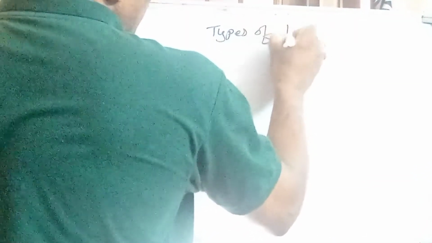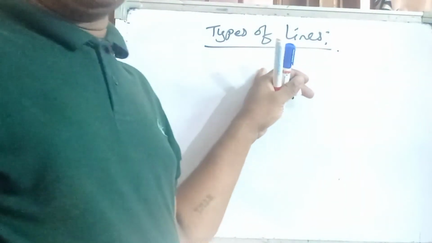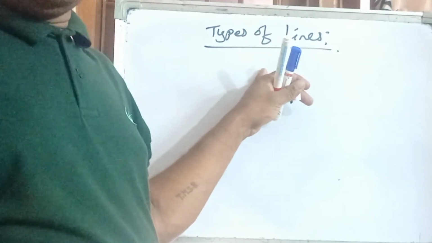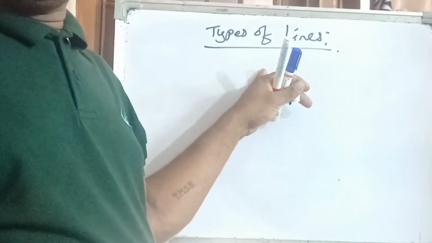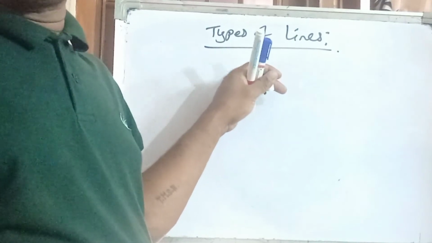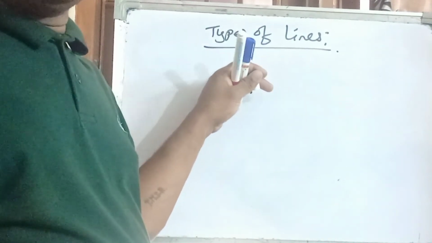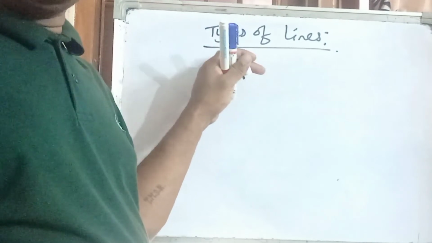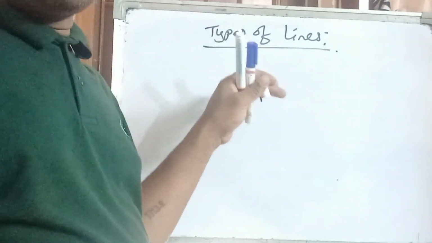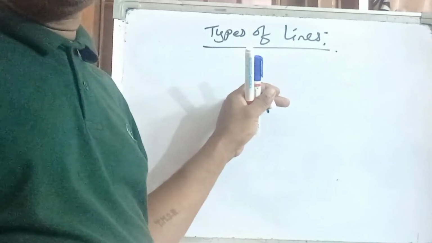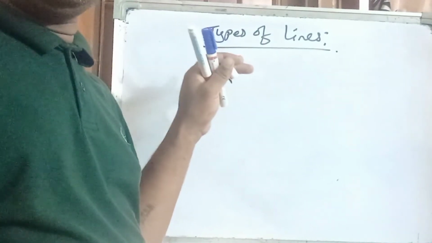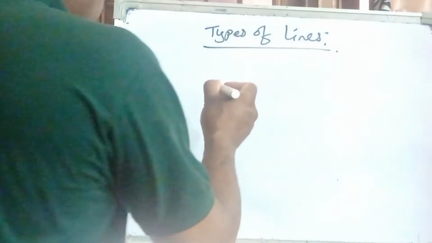Now the small topic is types of lines. Why? Because lines are very important. If you do not show thick lines, thin lines, dotted lines or projection lines, whatever the lines are there, if you don't show the different lines in the examination, you will not get maximum marks or the figures may be wrong.